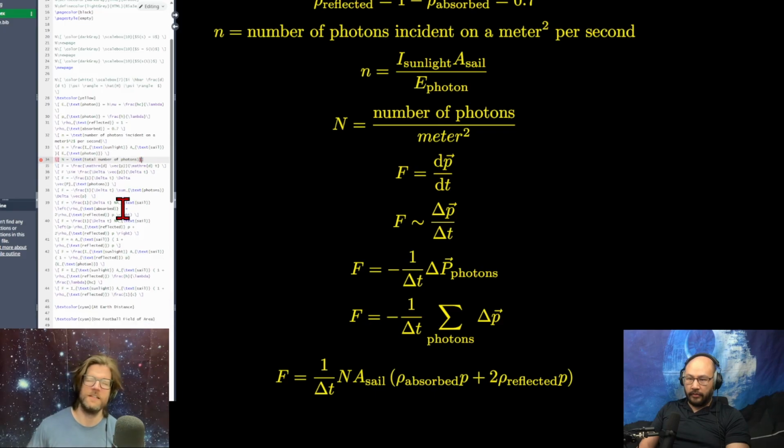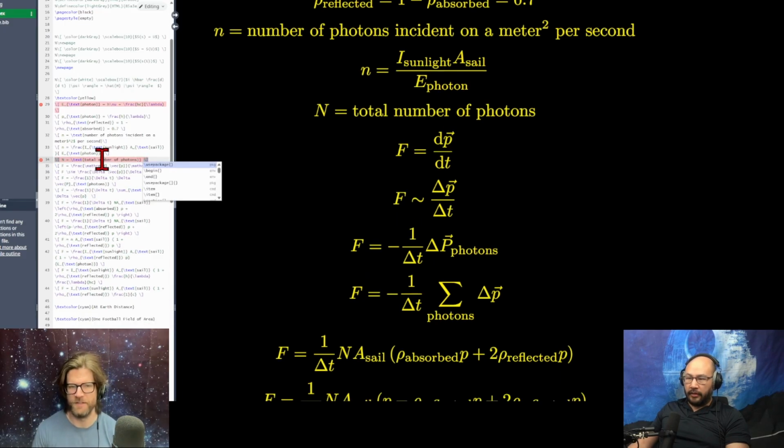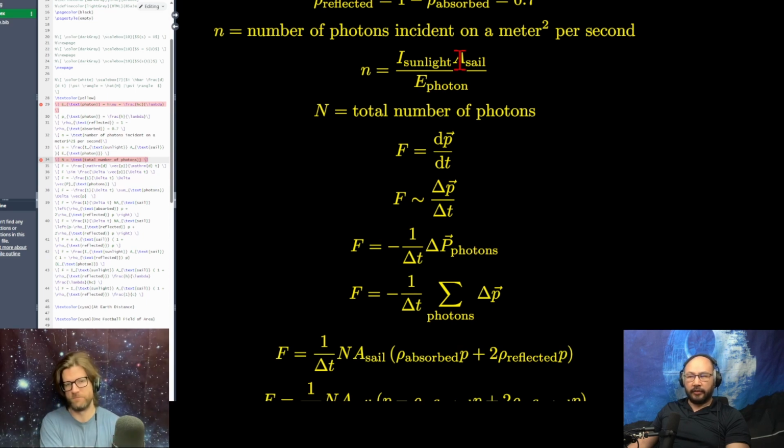The delta T is implied in there. So you want N, the total number of photons. And then little n will be the number density, which would then be comprised by this stuff: the number of photons per second per area multiplied by the area divided by the energy per photon, and we are then at the number of photons per second.